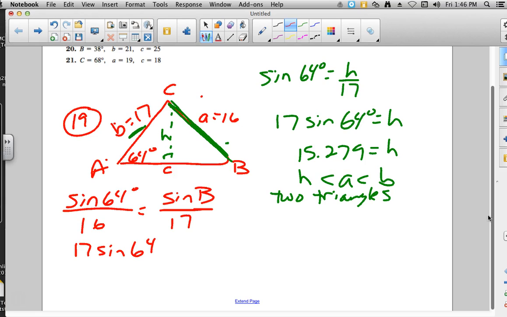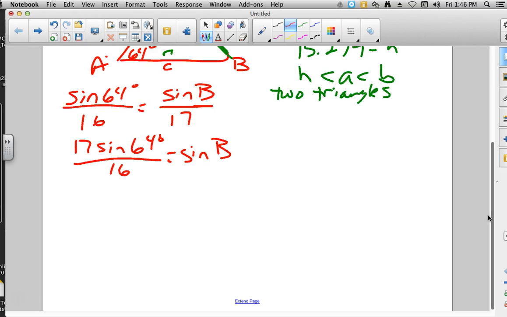and that would give me 16 sine of B equals 17 times the sine of 64. And I'm going to go ahead and do all of this in one step here, because I'm sure you're about at that point too, or if you're not already, you probably are. So 17 times the sine of 64 divided by 16 will give us the sine of angle B. Now we're looking for angle B, so that means we require the use of an inverse. Those inverse buttons are specifically for giving us the measures of angles. We're working backwards from the ratio of the two sides.